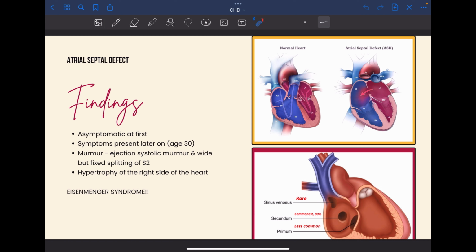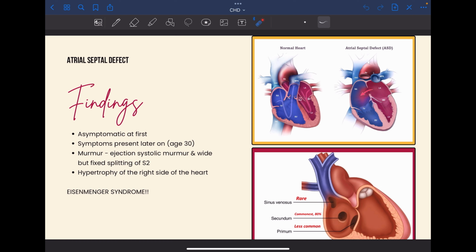What happens normally is that the aortic valve and the pulmonary valve don't close at the same time, so there is a slight split. But in the case of ASD, it is a bit more exaggerated and you hear it more clearly, and it is fixed, meaning it is not affected by breathing. It is always present. This is because there is a lot of blood coming into the right side. So the pulmonary valve is taking a lot more time to close compared to the aortic valve. The aortic valve closes before the pulmonary valve, and so there is a wide but fixed splitting because, again, it's not affected by breathing.